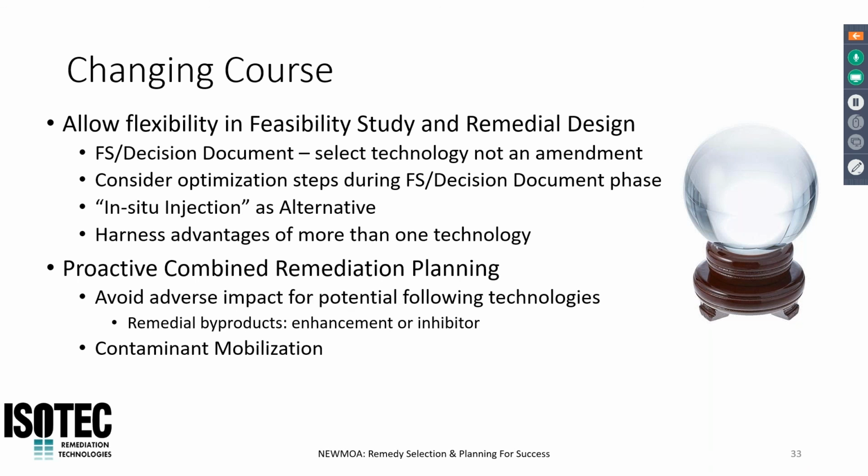And whether at the FS and the ROD level or decision document, make sure that you're selecting a technology and not an amendment. I've seen a lot of RODs that specifically specify permanganate or specifically specify EVO, where that may be not the best amendment for reasons X, Y, and Z.